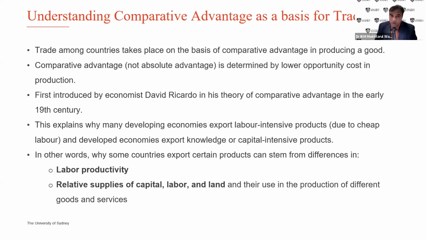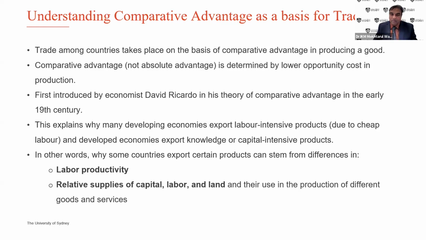So to understand comparative advantage, which is the basis for trade, and that's where we begin our international transaction, we need to understand that countries trade on the basis of comparative advantage, not on the basis of absolute advantages. And this theory was first devised by a famous economist whose name was David Ricardo in the 19th century. So what this theory really means is that countries can have a lower opportunity cost in the production of a particular good or service. And comparative advantage is based on the lower opportunity cost.